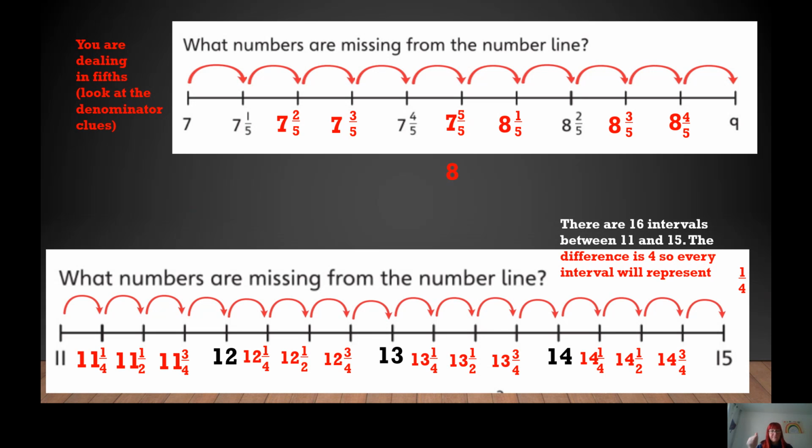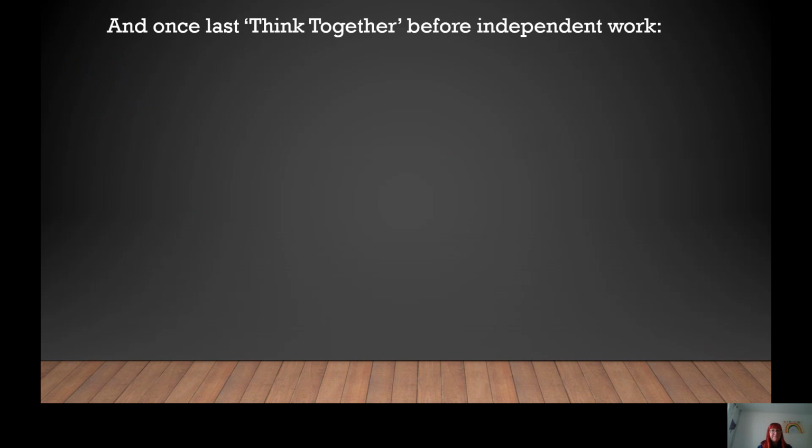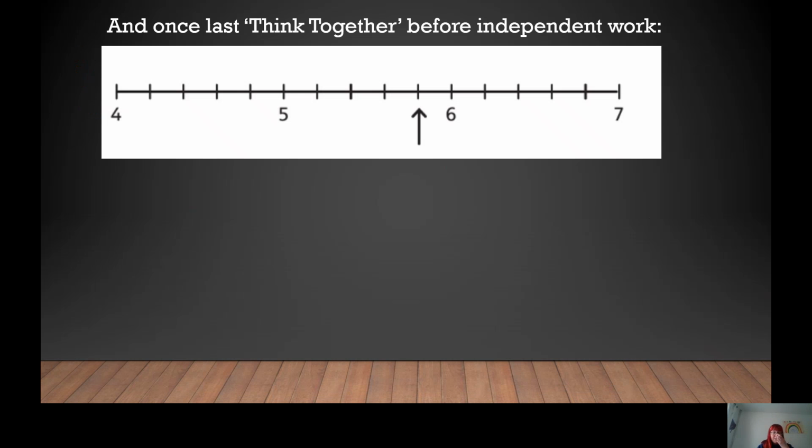Okay. I hope you kind of got your head around that because I've got one final challenge before independent work. Let's think together. Righty-ho, what have we got here? We've got a number line and there's an arrow, and you can bet your life the question is referring to the arrow, what is that number on the number line?